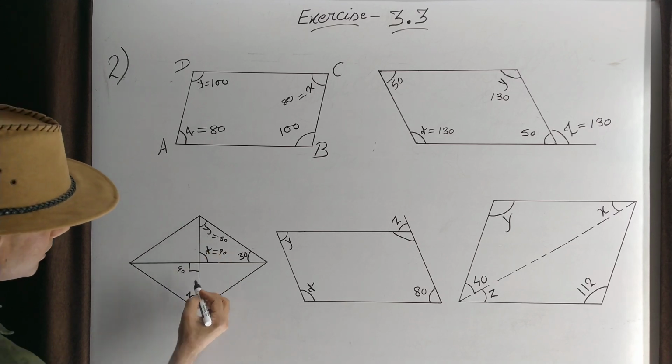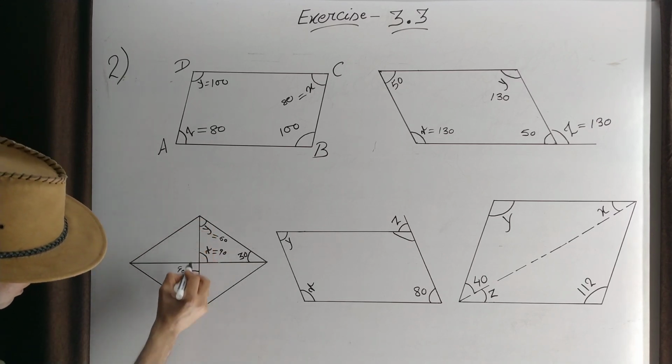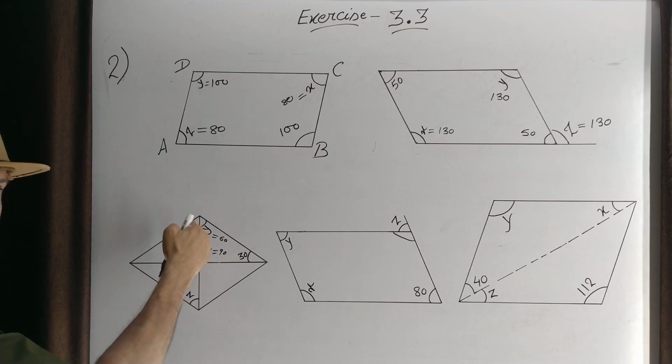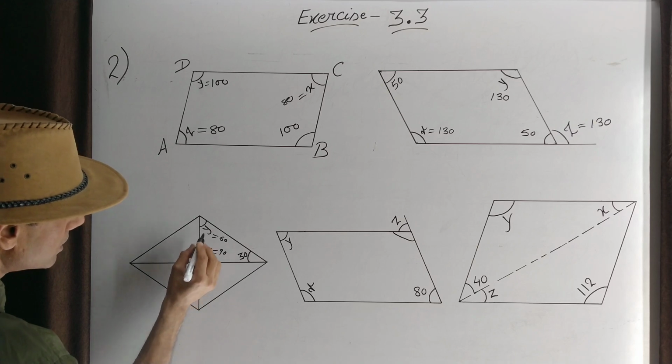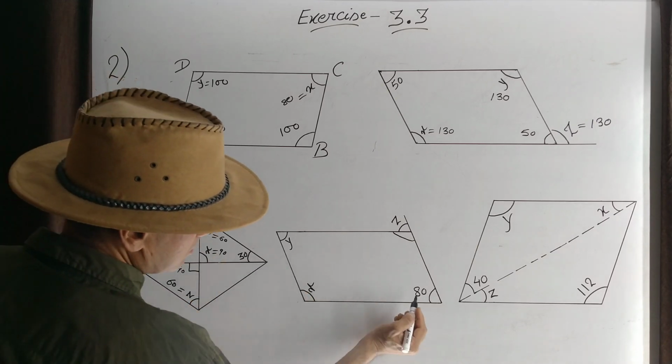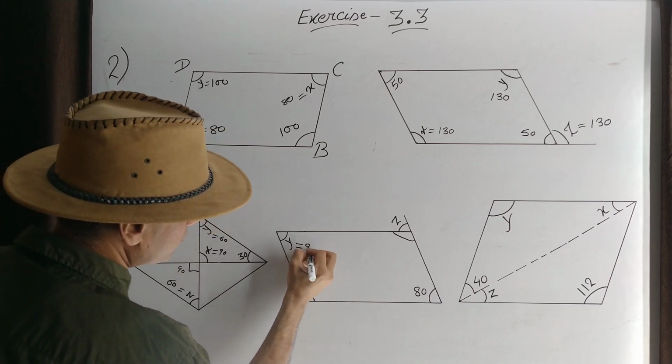If y is equal to 60 degrees, these two lines are parallel and this line is transecting these two parallel lines, making y and z alternate interior angles which are equal. So z will also be equal to 60 degrees. Clear? 80 degrees. So y will be equal to 80 degrees.